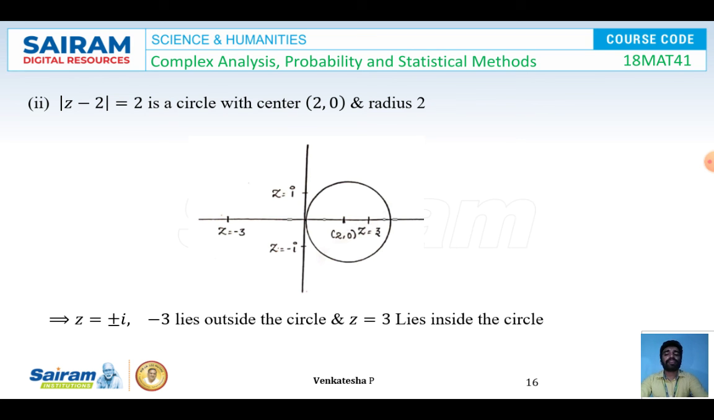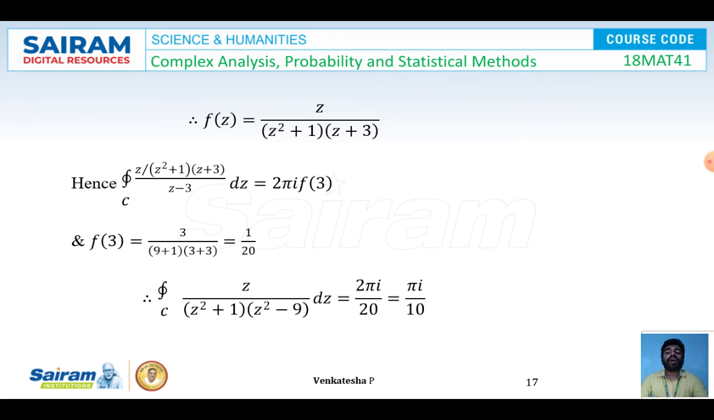So hence I can say that the function is taken as z divided by (z square plus 1)(z plus 3), because all these points lie outside here. So hence the integral over the region C of z by (z square plus 1)(z plus 3) by (z minus 3) dz will become 2 pi i into f of 3, and this can be obtained from this function.